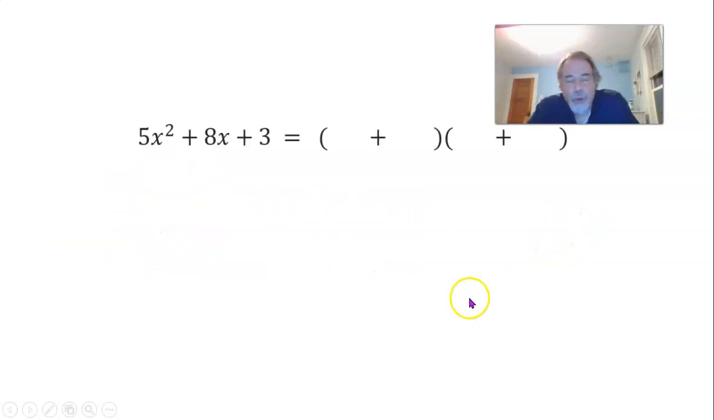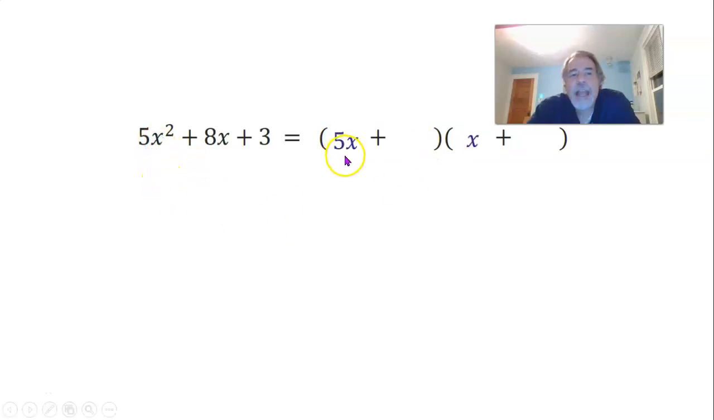So let's work through some more examples by this sort of trial and error method. So to break 5x squared plus 8x plus 3 up into something times something, what do the somethings have to start with? What has to go here and here that multiplies together to give you 5x squared?